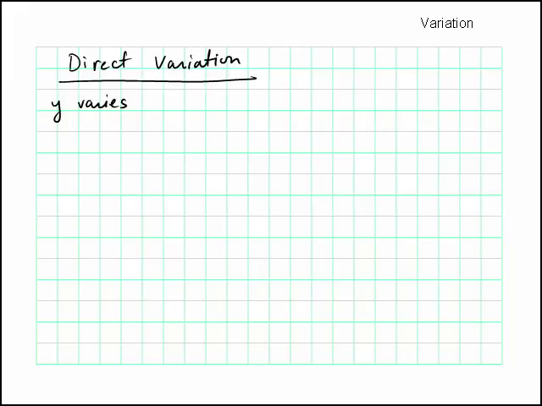All right, this lesson is on variation. There are two main types of variation. The first one is direct. I can spell that correctly. Direct variation. Y varies directly with X. When you see that, that means that Y equals some number K times X. K is a number, it's called the variation constant.